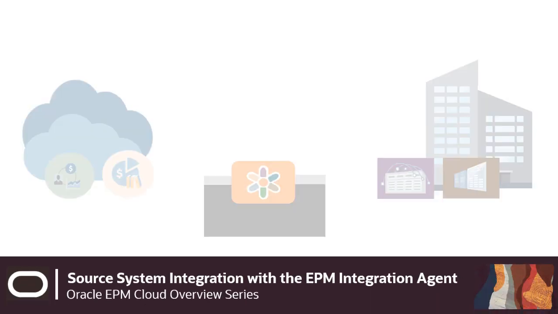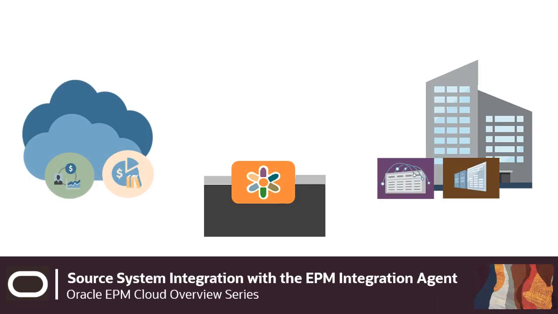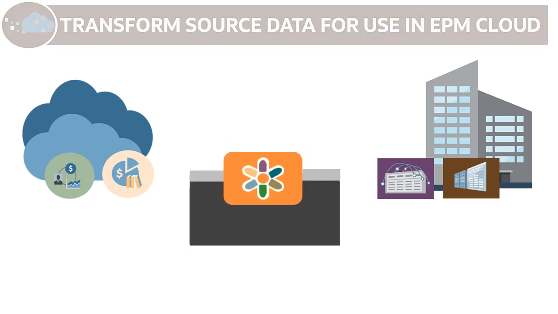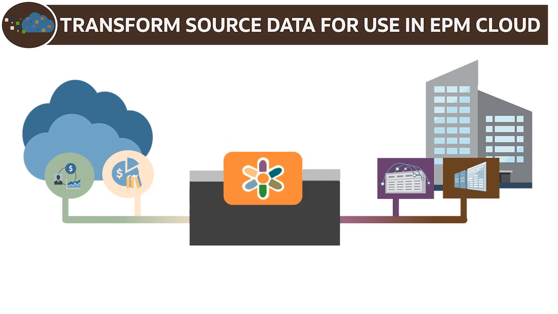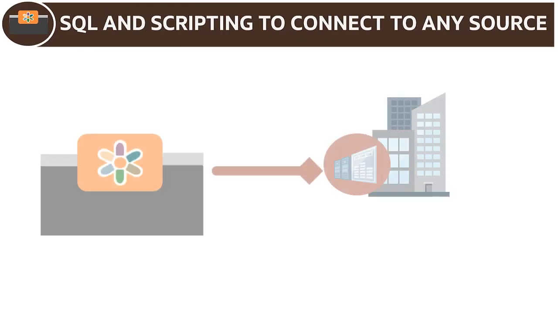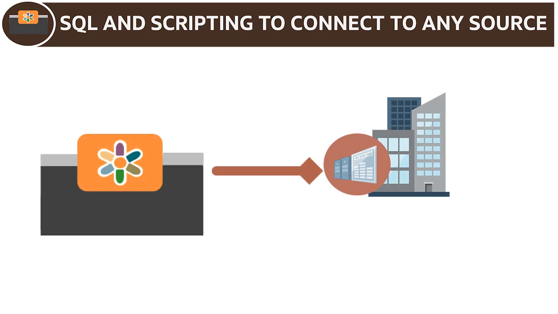In this overview, we'll show you the highlights of the EPM Integration Agent. The agent is a comprehensive, unified solution you can use to directly extract, load, and transform metadata and data from a wide variety of on-premises and third-party cloud systems for use in planning and financial consolidation and close. The agent directly accesses on-premises data sources with custom or seeded SQL queries.